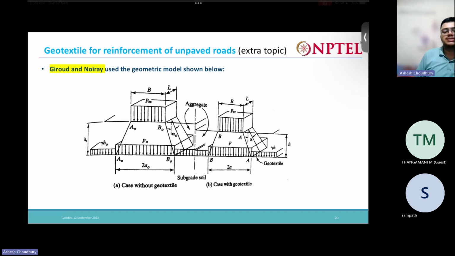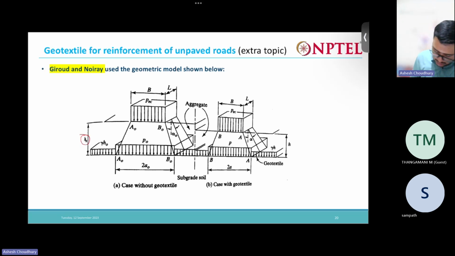So on the left side, you can see if we do not use geotextile, we need to have a depth of this stone filling or sand filling, aggregate filling. Okay, granular soil filling of depth H naught. But if you are using geotextile, this height of filling is reduced.